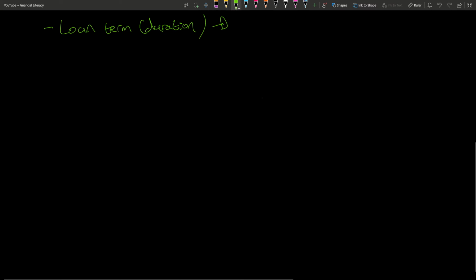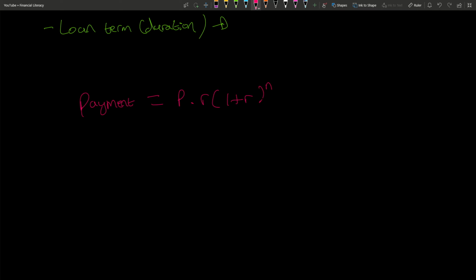So let me scroll down a bit, and the formula is M/Y, so it's basically monthly or yearly. And actually, I'm just gonna say payment. Payment equals P, which is principal, dot R, which is the interest rate, and it needs to be a decimal. Again, I'll show you how to convert that as well. 1 plus R, again, the interest rate as a decimal, to the power of N. N is the duration of the loan term.